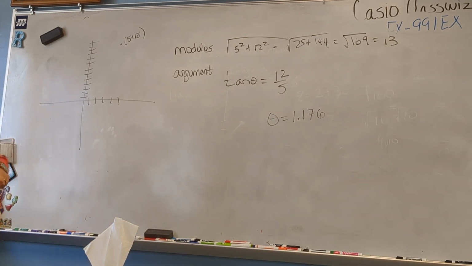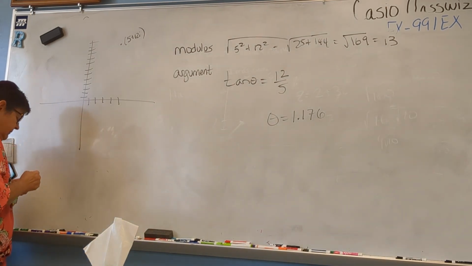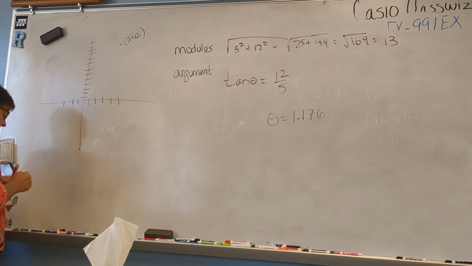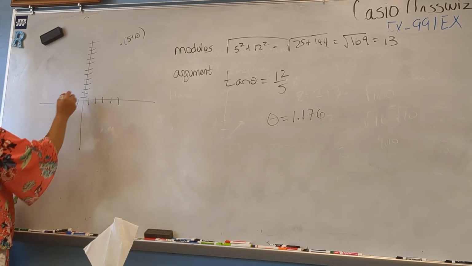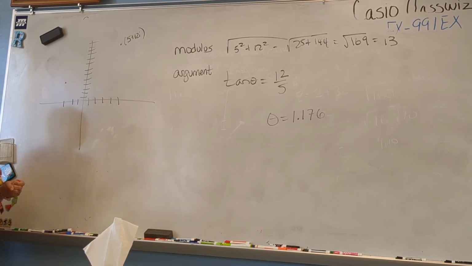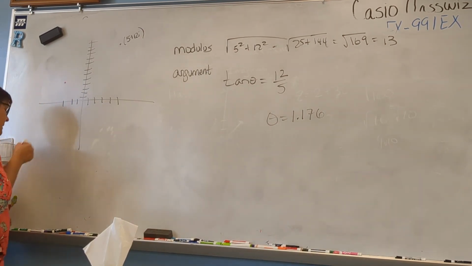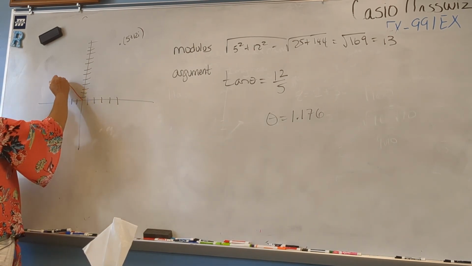The next one is -3, 4, right? So -3, up 4. Go ahead and find your modulus for this one, and then we'll talk about how to find the argument.